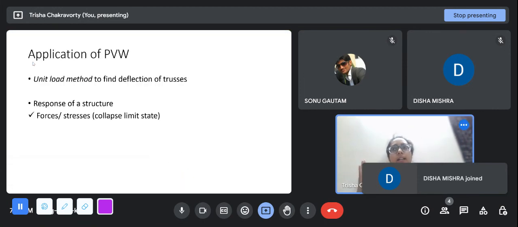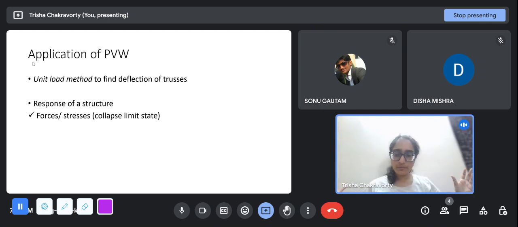In a building, the building stands on the beam and column framework, and this collapse limit state is related to that. As the name suggests, the building should not collapse. That means the beams or the columns should not collapse. What does that mean? Every material has a yield strength beyond which, if you stress it, it will yield or break.